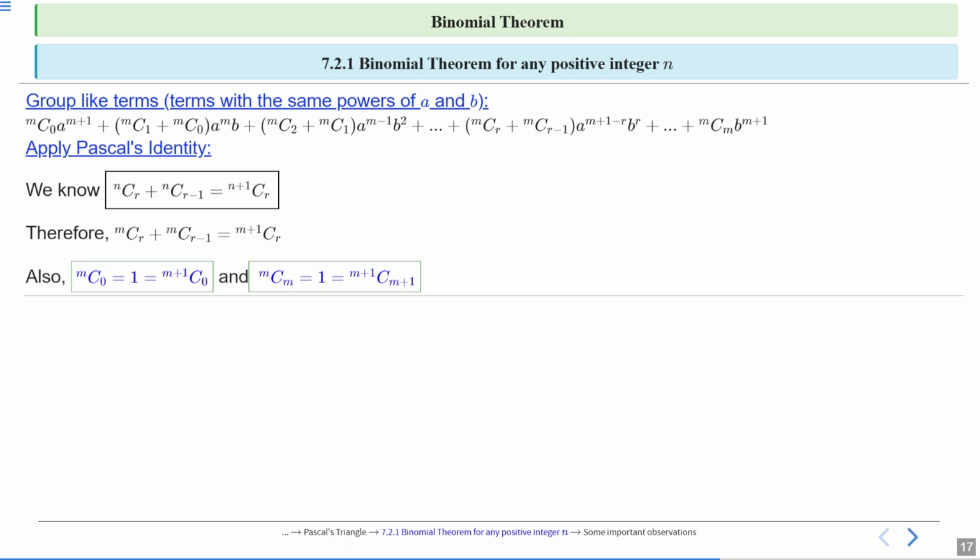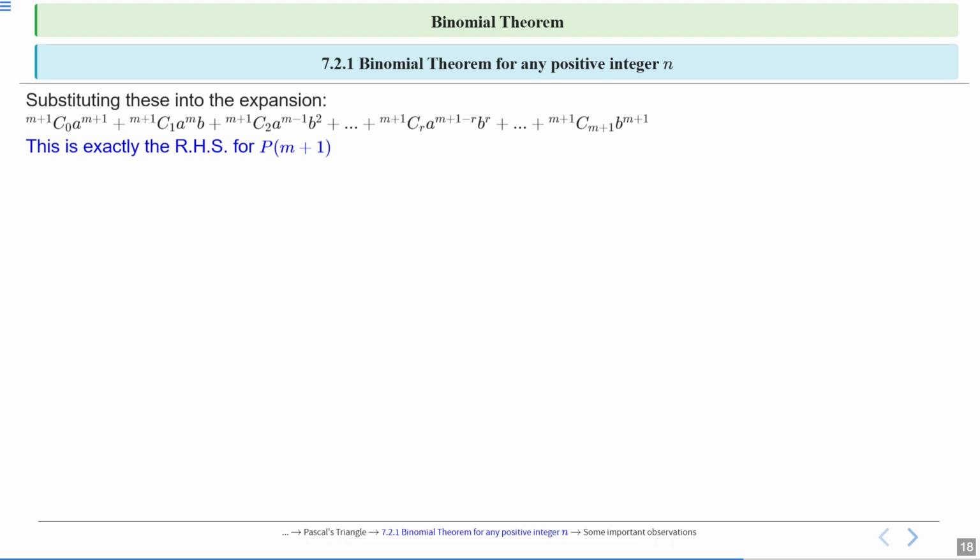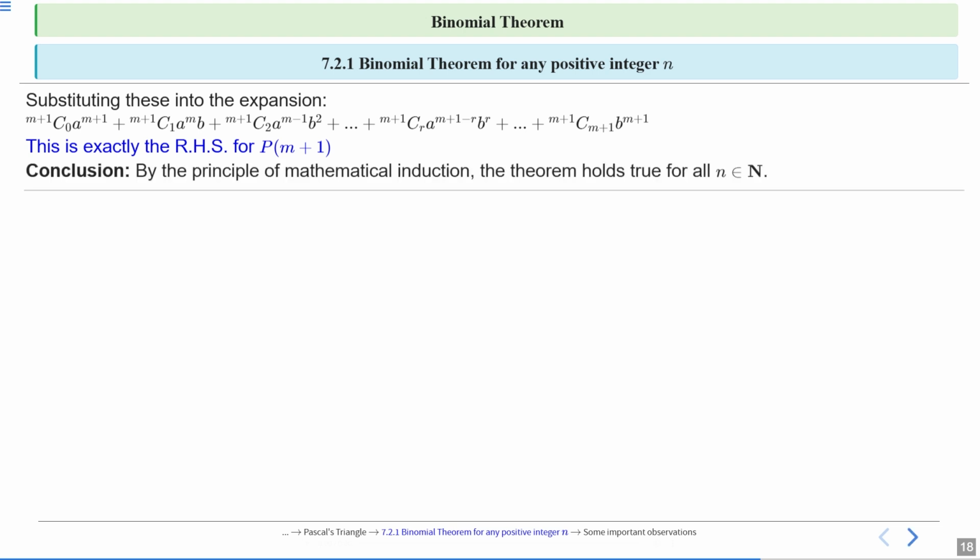So also mC0 is 1, and (m+1)C0 is also 1, and mCm equal to 1 equal to (m+1)C(m+1). Then substituting this into the expansion, you will get (m+1)C0 a to the power m+1 plus (m+1)C1 a to the power m into b plus ... (m+1)C(m+1) b to the power m+1. And this is exactly the right hand side for P(m+1). So we can now conclude that by the principle of mathematical induction, the theorem holds for every natural number n.